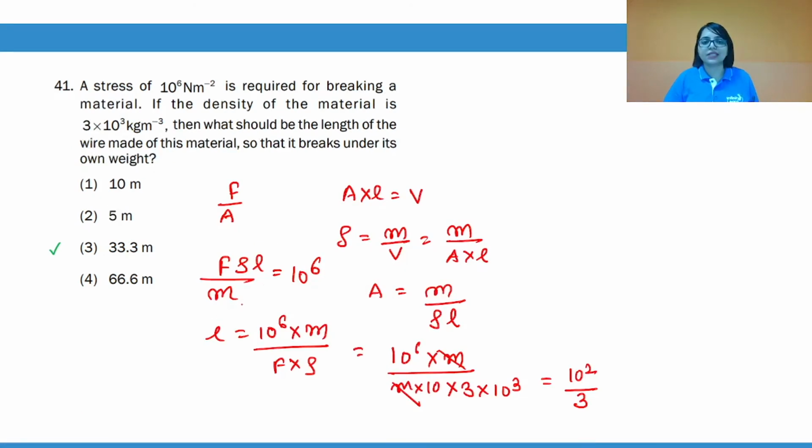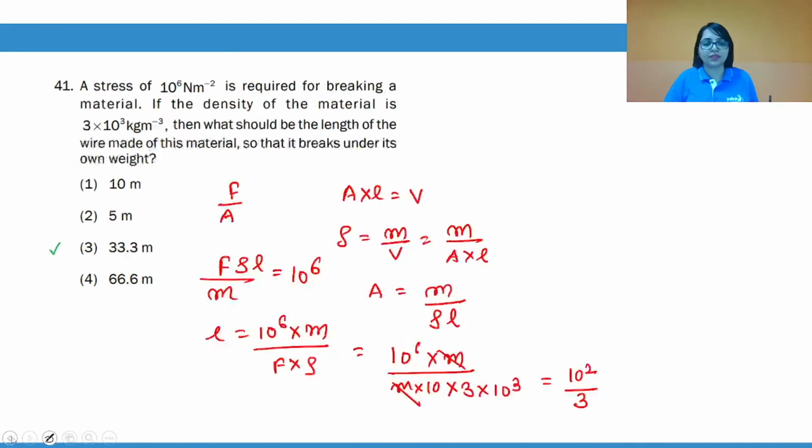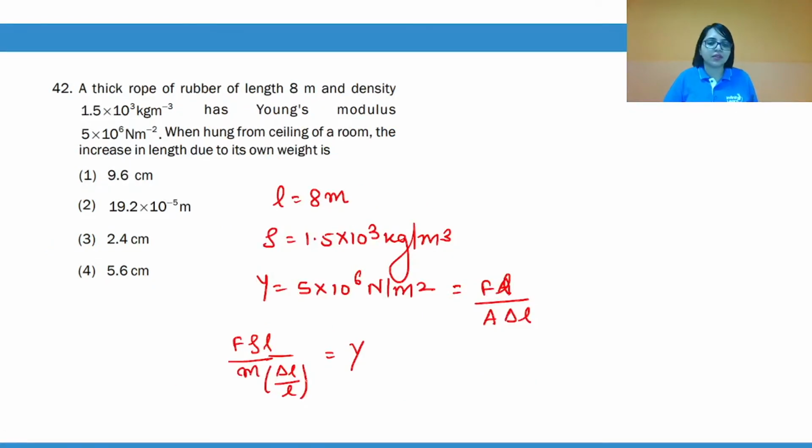So basically stress will be F rho L upon M, right? So stress will be F rho L upon M divided by strain, that is delta L upon L, right? And that is equal to Young's modulus. F rho L upon M is the stress divided by strain, and that is equal to Young's modulus, right? F is given as mg, because load is mg, rho is given, L is given, so this will be rho g L square upon M delta L, and that is equal to Y.